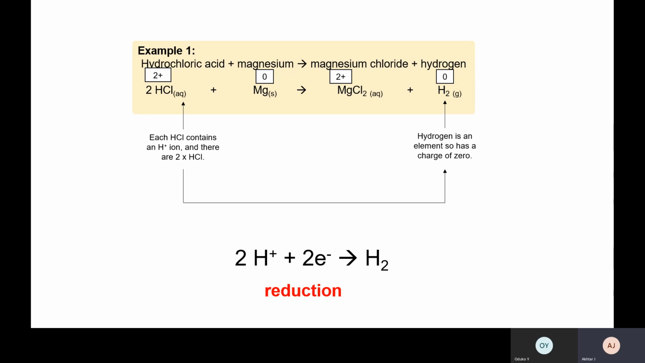Now, we want to delve into how this is actually a redox reaction. So we'll start by looking at what happens to the magnesium. So in the reactant side, magnesium has no charge, but in order to form the salt, in order to bond to those chloride ions from the acid, it needs to lose 2 of its outer shell electrons. Remember, magnesium's in group 2, so the ion formed will be Mg2+.